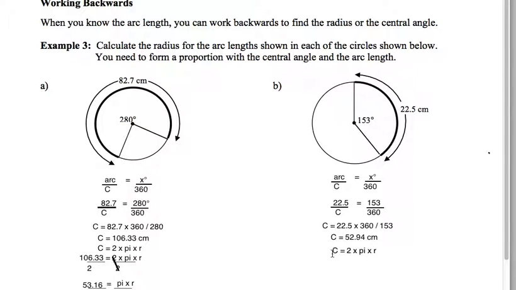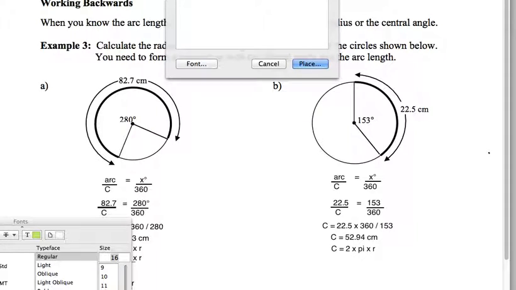And I substitute in the numbers that I know. I know that the circumference now is 52.94. Pi is just a number, 2 is just a number. So the only unknown, the only thing that I'll need to figure out is what the radius is. 52.94 equals 2 times pi times radius.